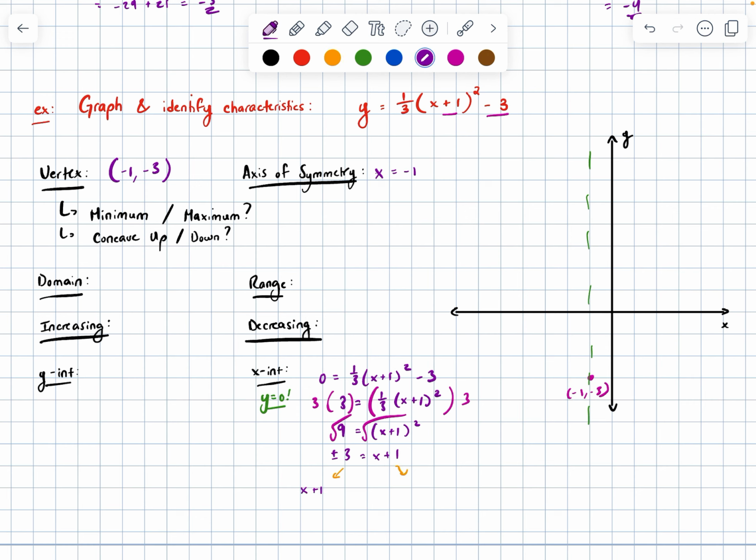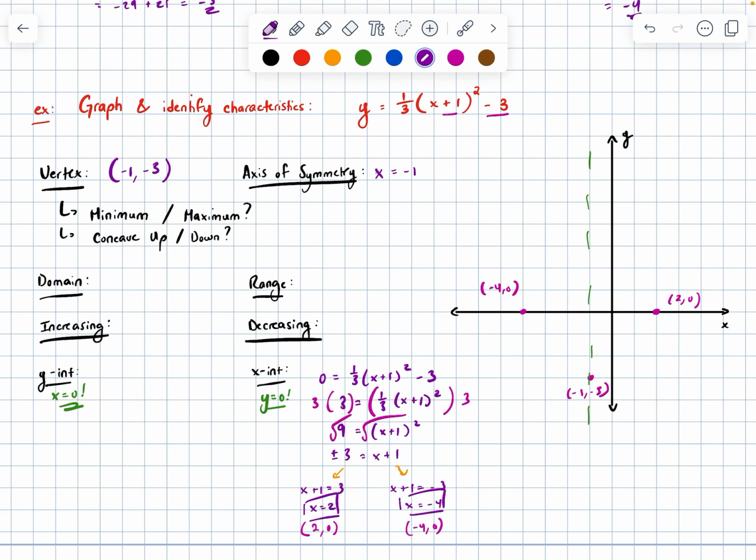And now I can do some splittage, right? So if x plus 1 is plus or minus 3, then x plus 1 could be positive 3 or negative 3. If x plus 1 is positive 3, minus 1 from both sides, x is 2. If x plus 1 is negative 3, minus 1 from both sides, x is negative 4, which tells me here that my x-intercepts appear at the points 2, 0 and negative 4, 0. So 2, 0 is right over here. Negative 4, 0 would be right over here.